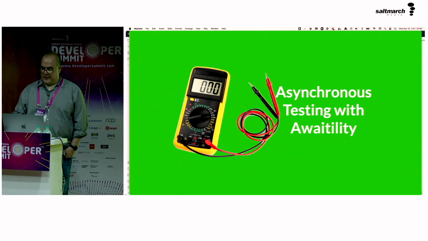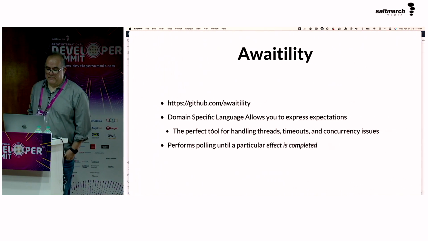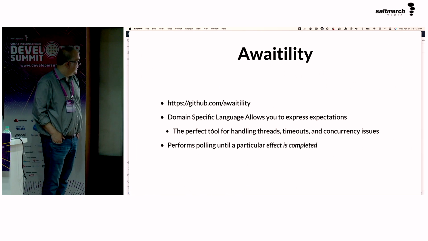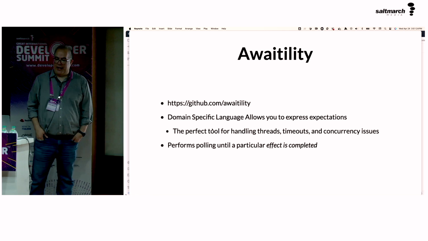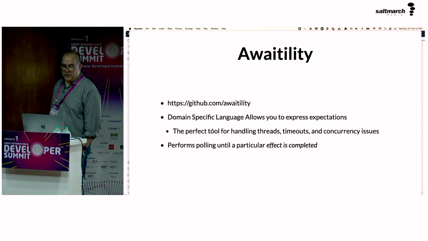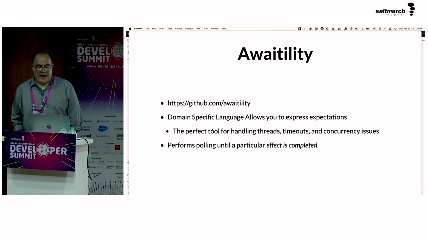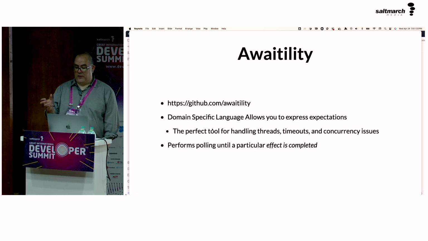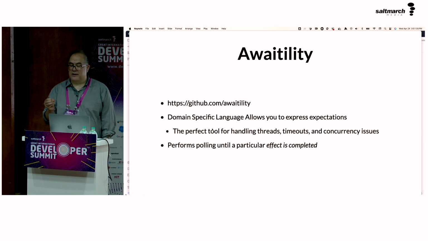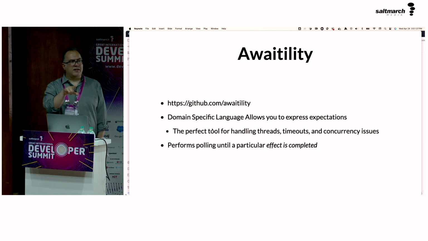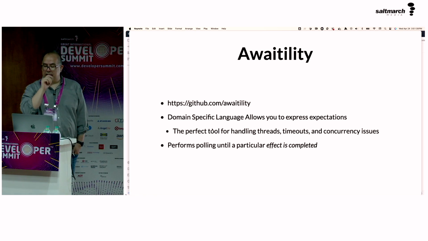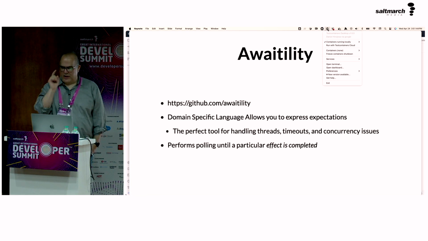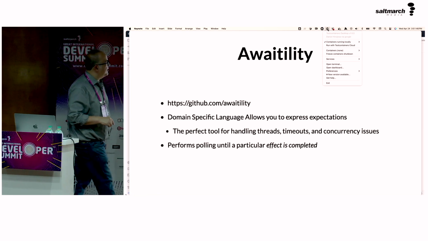Now, Awaitility on this one. Here it is, github.com, Awaitility, a domain-specific language that allows you to express expectations. Perfect tool for handling threads, timeouts, concurrency issues, and performance polling until a particular effect is completed. Oh, I skipped one part. So before I get to Awaitility, one of the things I wanted to mention about Testcontainers, I should make a slide so I can remember it next time.